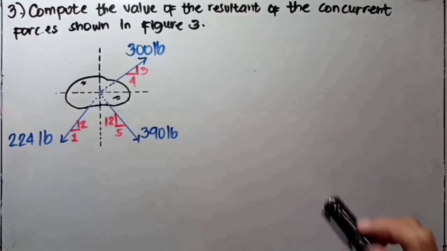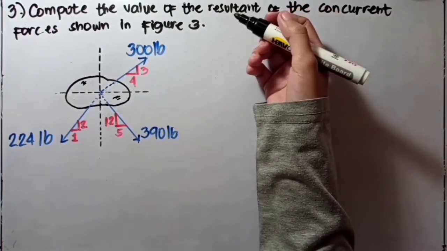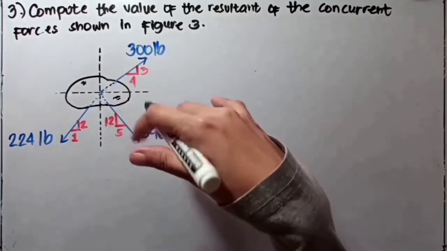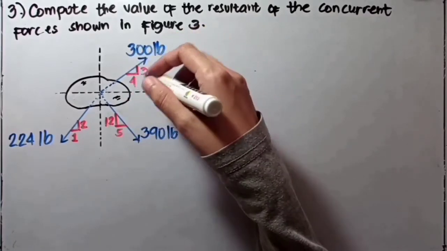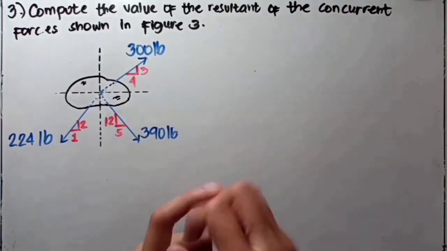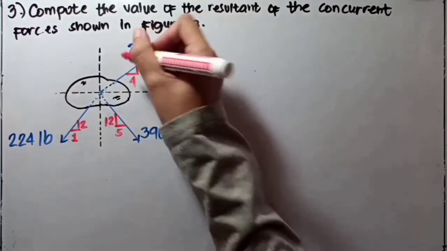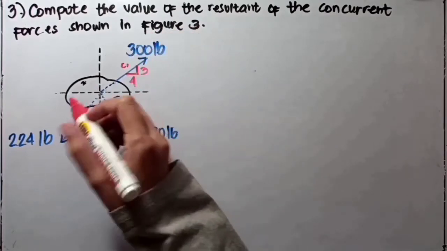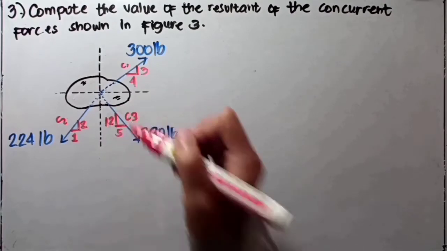Now, for the next problem, iba naman to siya kasi puro slope lahat. Unlike the first problem, which is puro angle naman lahat. And then dito, before mo makukuha yung summation forces x and y, isosolve mo muna yung mga hypotenuse ng mga slope. So, let's start with the 300 pounds. Lagay na lang natin, this will be C1 or the hypotenuse 1. This will be the C2. Then this will be the C3.